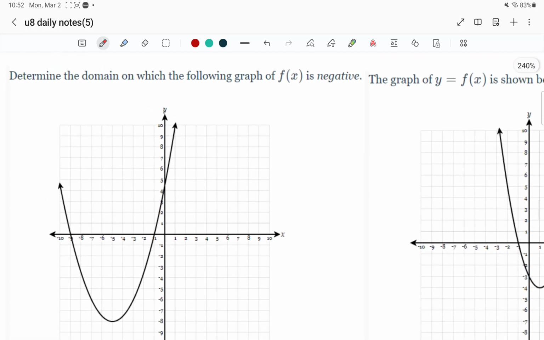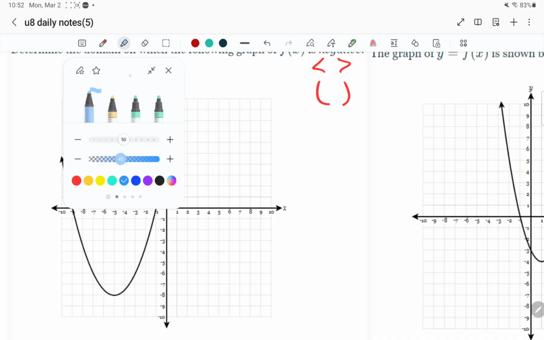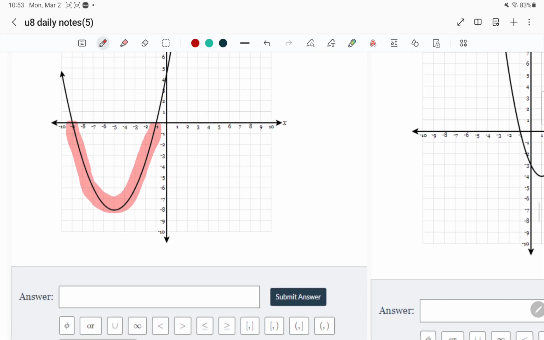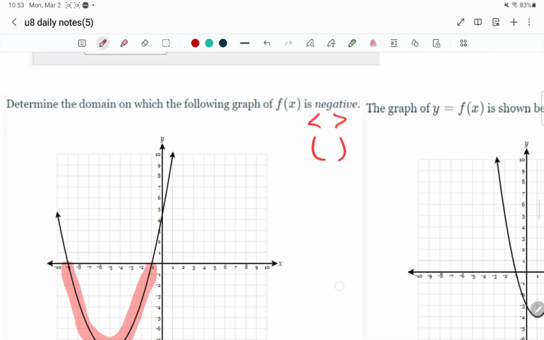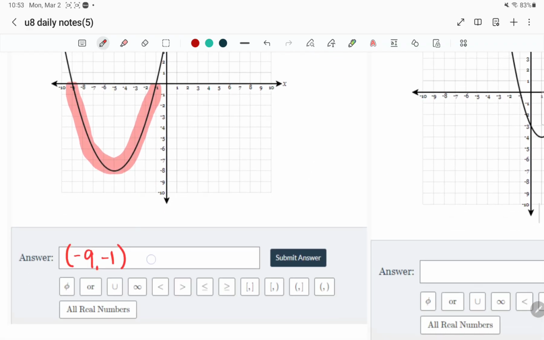Okay. Extra thing. When it says negative, that means all soft brackets. No equal to's. Okay? So if I want where it's negative, that is where it is below the x-axis. So it's that piece right there. And that is just -9 to -1. Everything's soft because it said negative. Okay, that's just how Delta Math is coded. No line under it.